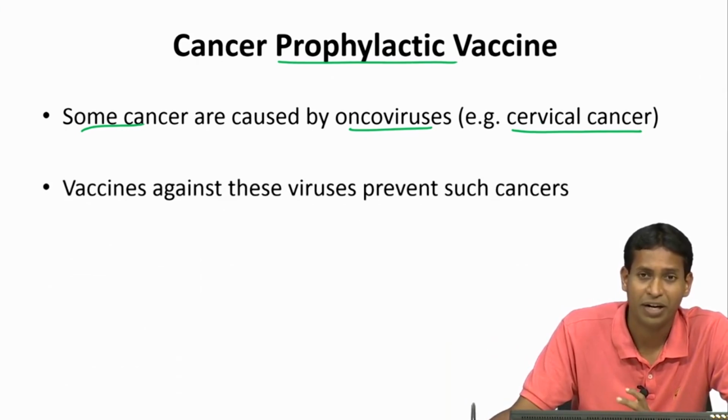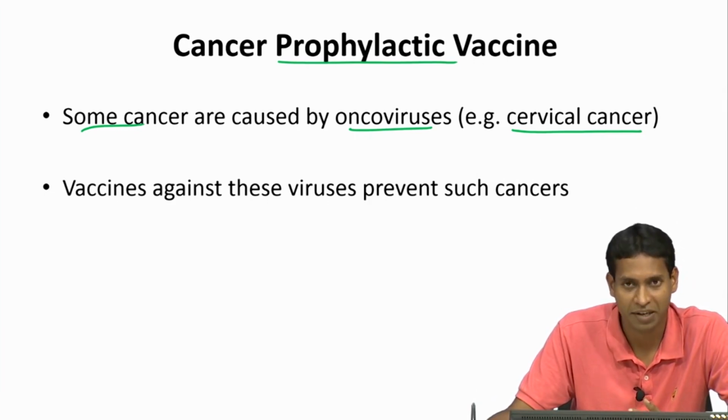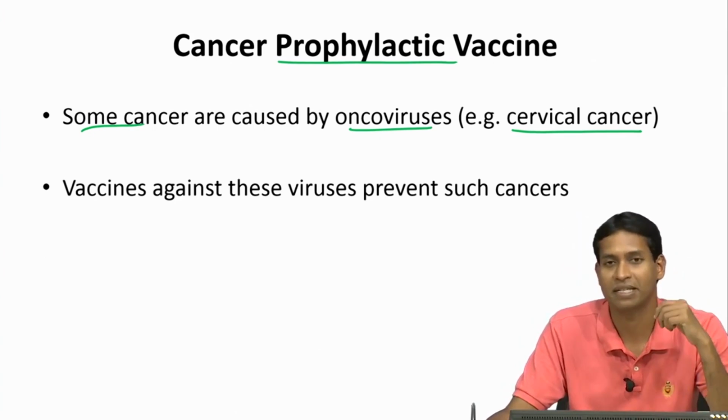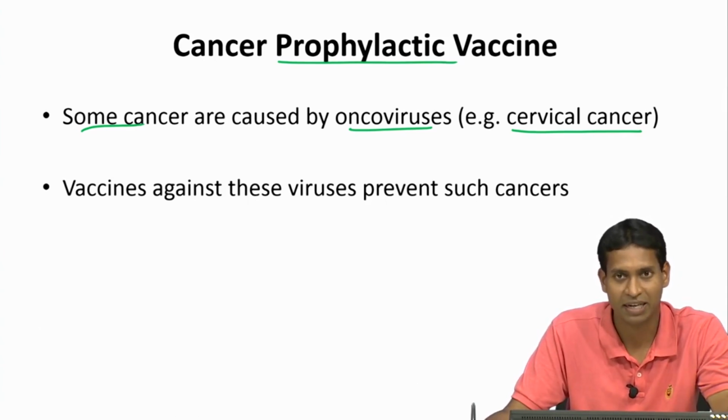So, very traditionally, if you vaccinate against these viruses, these pathogens that lead to oncogenes being expressed, you basically get rid of cancer. If these viruses do not get a chance to go in and inject their genetic material, they will not be able to activate any oncogenes, and our body will be protected from such viruses.